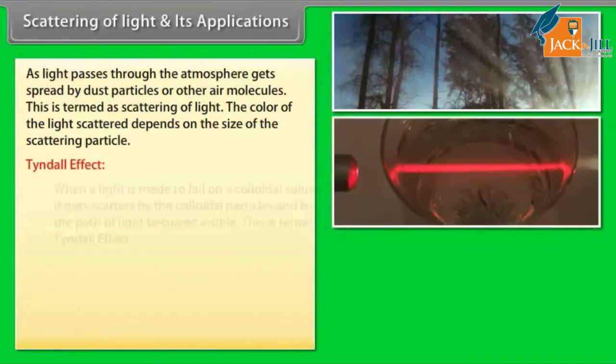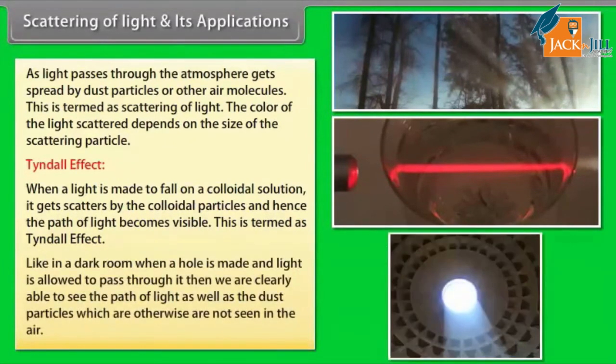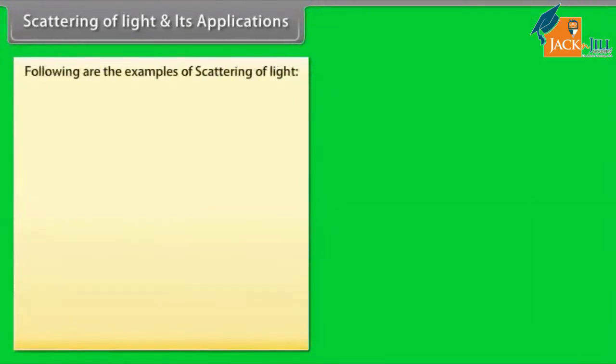Tyndall effect. When light is made to fall on a colloidal solution, it gets scattered by the colloidal particles and hence the path of light becomes visible. This is termed as the Tyndall effect. Like in a dark room, when a hole is made and light is allowed to pass through it, then we are clearly able to see the path of light as well as the dust particles which otherwise are not seen in the air. Following are the examples of scattering of light.